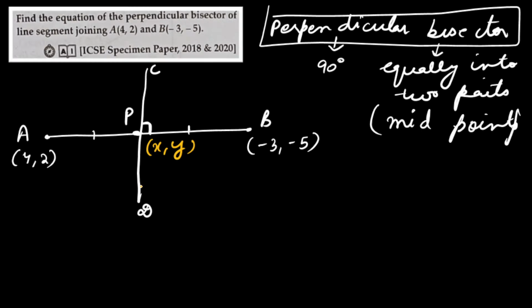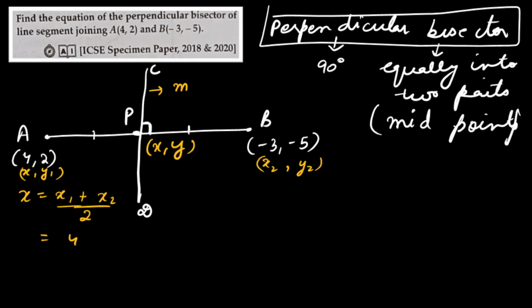So what is the midpoint formula? Perpendicular bisector means we can make use of the midpoint formula to find the coordinates of point P. We'll get the coordinates and also we can get the slope of this line. Then we can find the equation of this line using point form. So I am using the midpoint formula to find the coordinates of P. So x is equal to (x1 plus x2) by 2, where x1 and y1 are the coordinates of point A, and x2, y2 are the coordinates of point B.